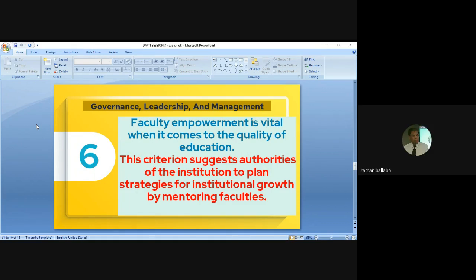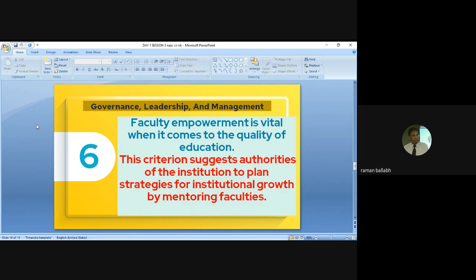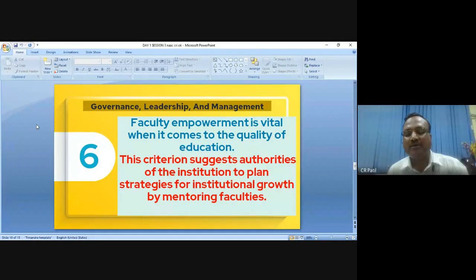And the sixth criteria is towards leadership, management, and governance. Sir, if your director or the principal or the vice chancellor is not allowing you to do anything, what will happen? If the head of the institution is not allowing anything, whatever you plan will fail. Teaching, learning, everything will fail.